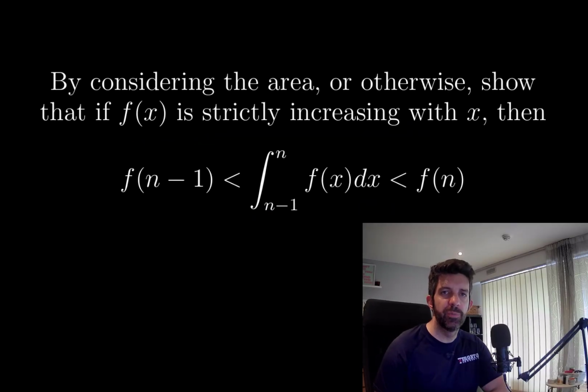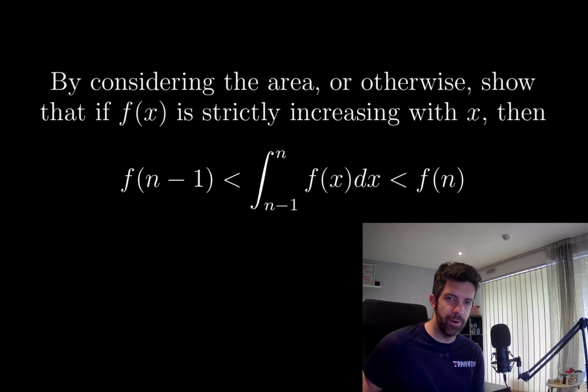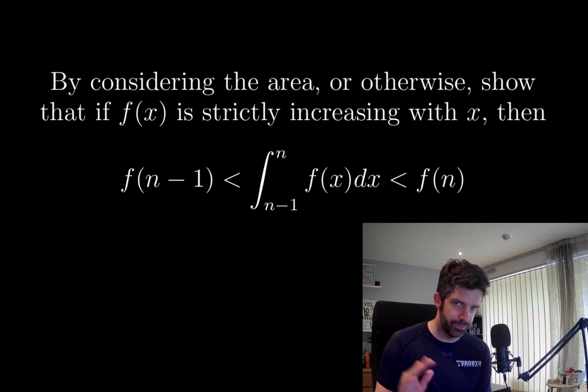Hello everyone, today's problem comes from a viewer and it says, by considering the area or otherwise, show that if f of x increases strictly with x, then f of n minus 1 is less than the integral from n minus 1 to n of f of x is less than f of n. Okay, this one I'm pretty sure is very straightforward.